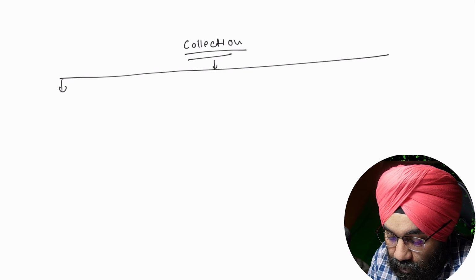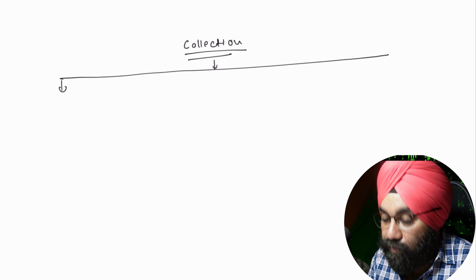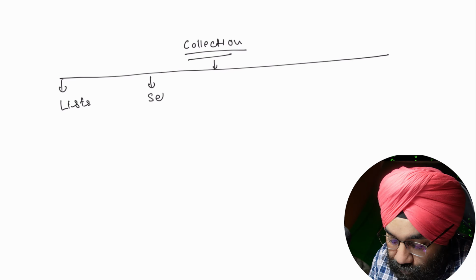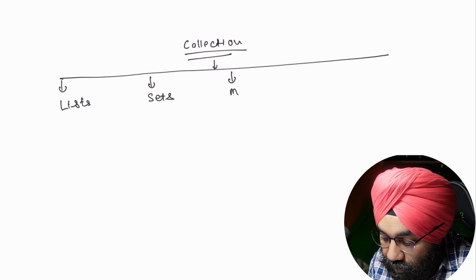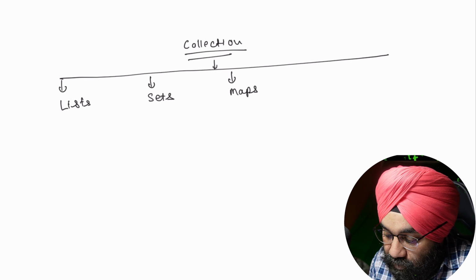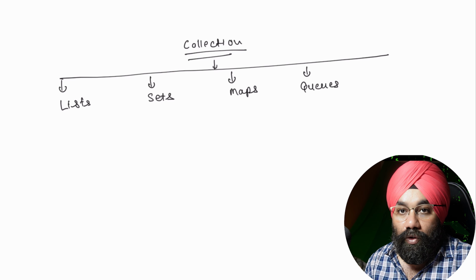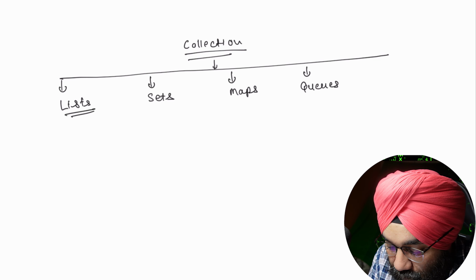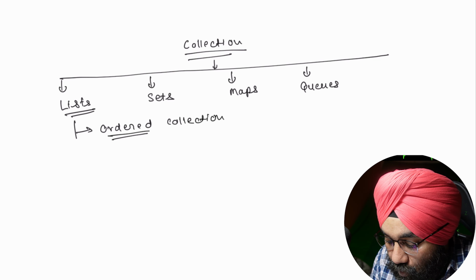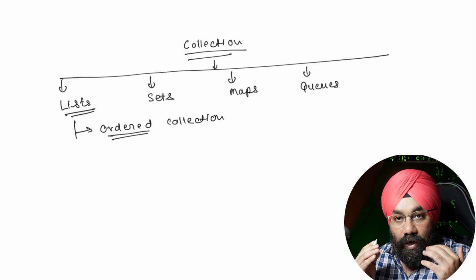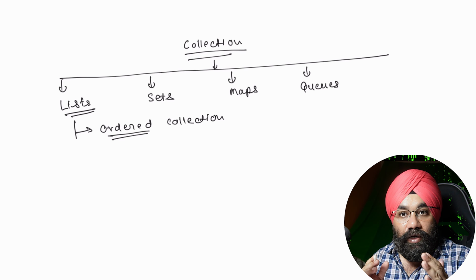In this course, we will learn about list, then sets, then maps, and we will learn about queues. So now what is special about lists? List is an ordered collection. The word ordered is very important. It basically means we collect the similar type of objects in an order.